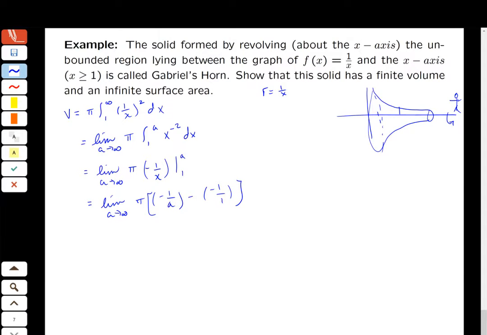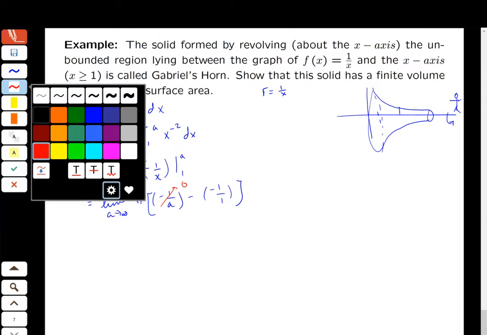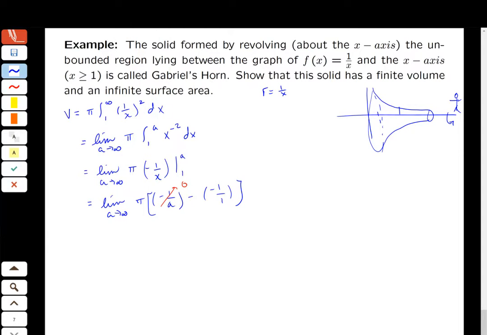As a goes to infinity, what happens to our negative 1 over a? It goes to 0. And what happens to our negative of a negative 1? Positive 1. So you get pi times 1, which just gives you pi. The volume of Gabriel's horn is pi. Infinite horn, finite volume. Now, let's look at the surface area.